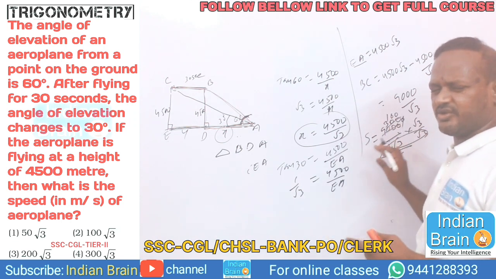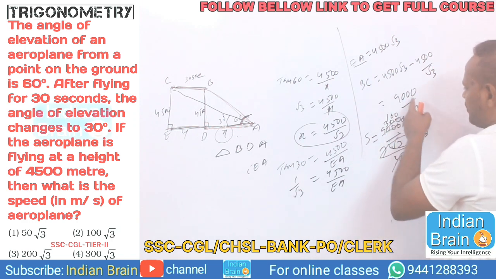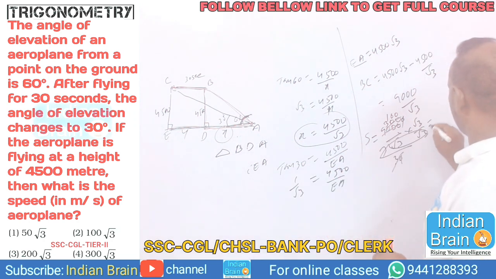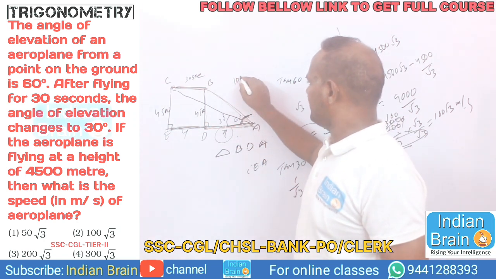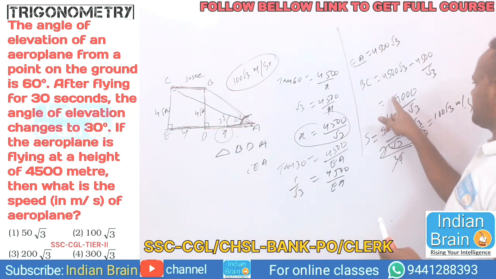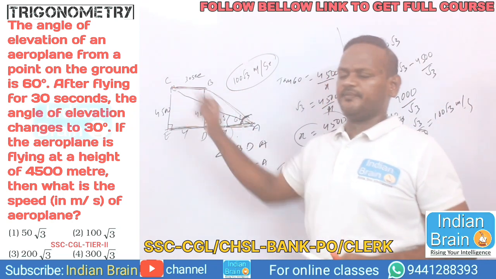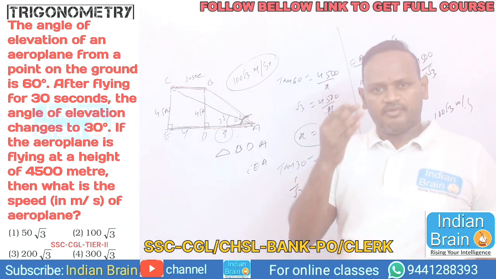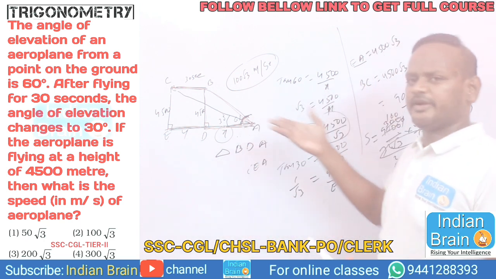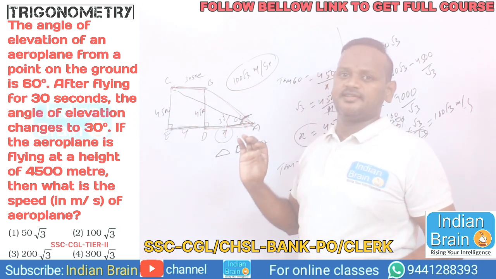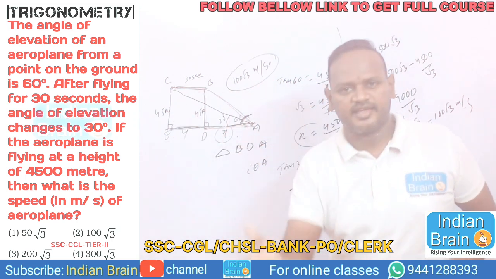Logically, it is very easy to calculate. Just observe it properly: 9000 by root 3 over 30 seconds time. That will be in meters per second. The answer is 100 root 3 meters per second. Clear cut story. 100 root 3 meters per second is the speed. Observe it. What is 9000 by root 3? The distance covered by the aeroplane. What is 30 seconds? The traveling time, right? Why do we want time? I want the speed of the aeroplane. To get the speed, distance by time should be there. It is covering 100 root 3 meters in 30 seconds, so the speed is 100 root 3 meters per second. This is the basic story.